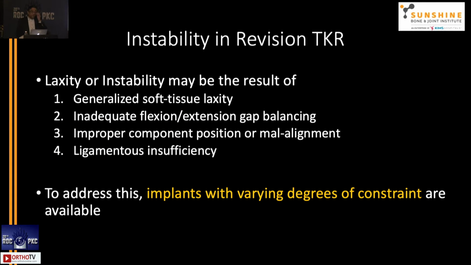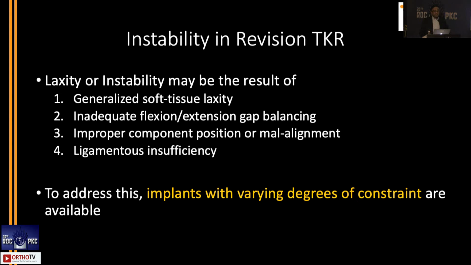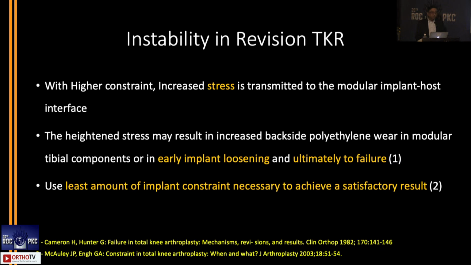So instability in revision total knee, it is basically a laxity or instability that may be the result of, number one, generalized soft tissue laxity. Sometimes we see in recurvatum knees, and inadequate flexion extension gap balancing, and improper component position or malalignment, and ligamentous insufficiency. To address these, implants with varying degrees of constraint are available.